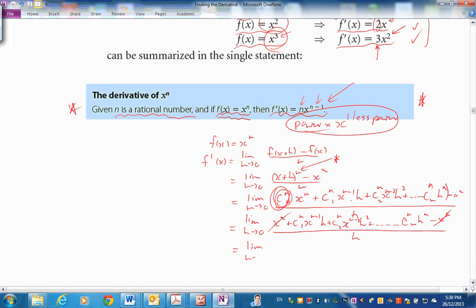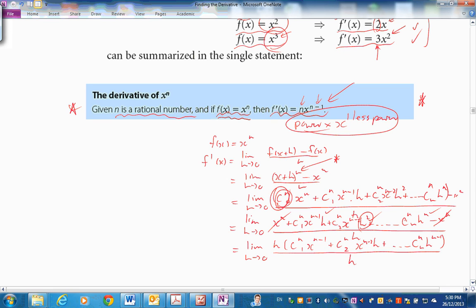So this is the limit as h tends to 0. Now all of these have an h in them, all of them right the way through. So let's put the h out the front. So this is C(n,1) x^(n-1), plus C(n,2) x^(n-2) h, plus they've all got an h in them, down to C(n,n) h^(n-1), if we factorise that h out.